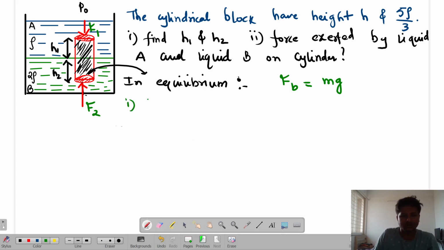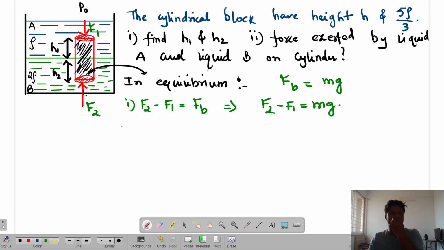But that will only provide us the answer of the second question, that is the force exerted by liquid A and liquid B on the cylinder, isn't it? So F2 minus F1 is nothing but the force exerted by the liquids on the cylinder. So that is your direct answer. Are you able to get me or not?